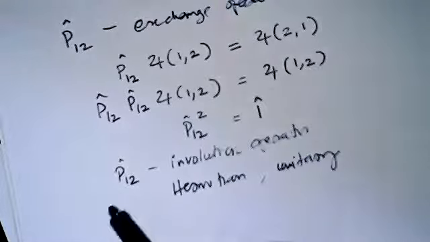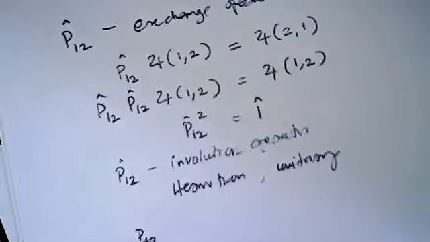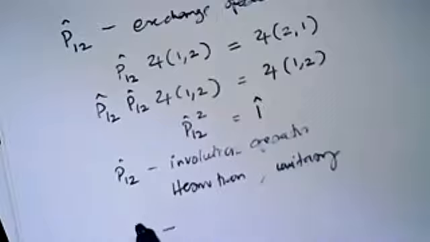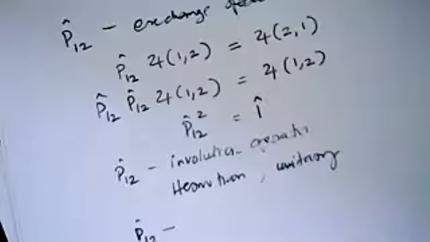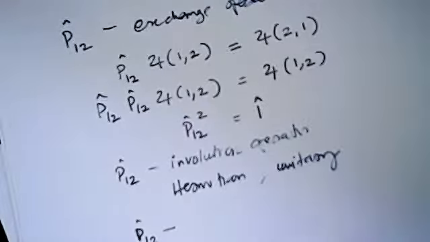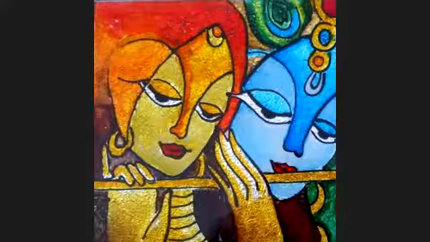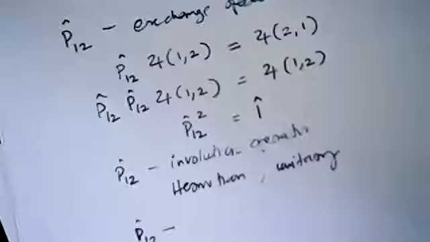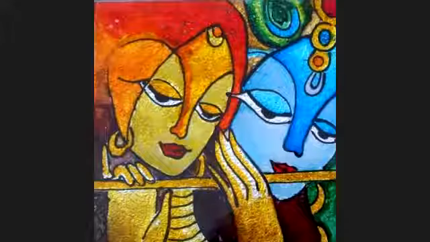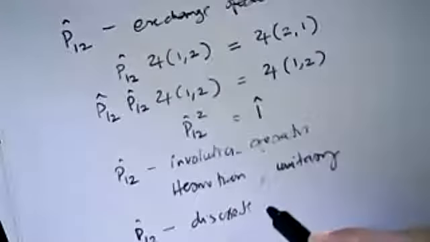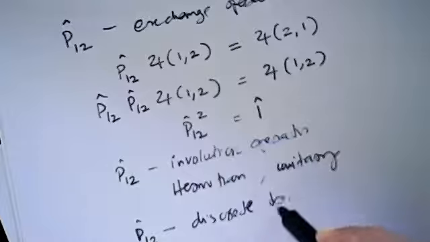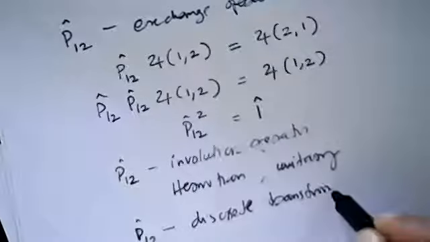And we know that P12 is it a continuous operator or a discrete operator? Is it a continuous or discrete transformation? Discrete. Please answer. It is a discrete transformation. We have already studied several examples of discrete transformations. So it is a discrete transformation.